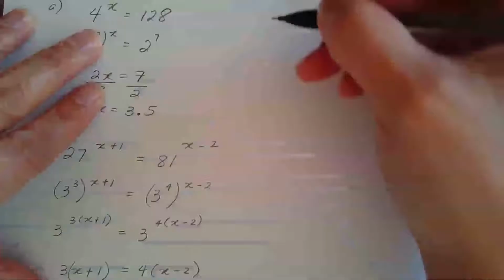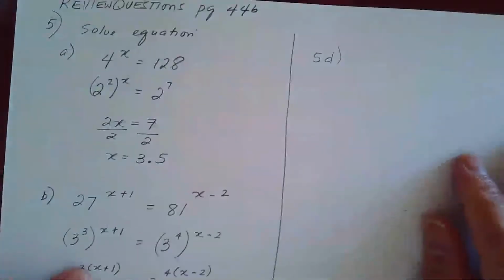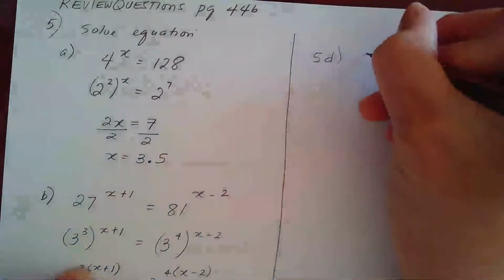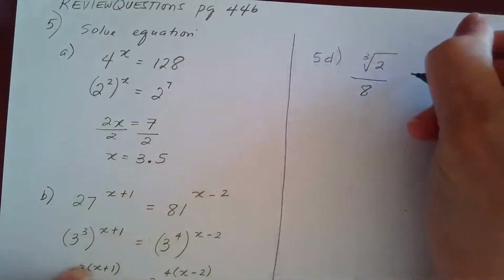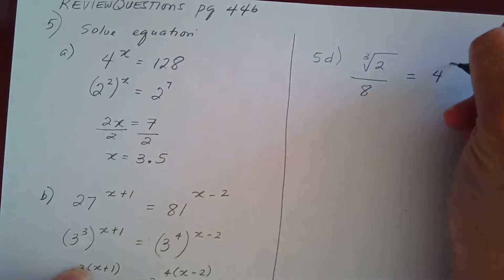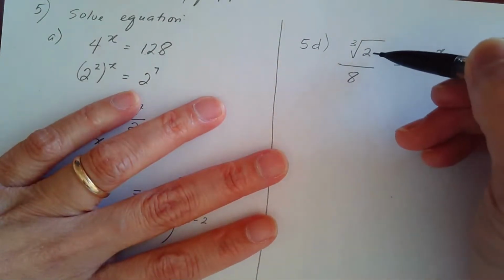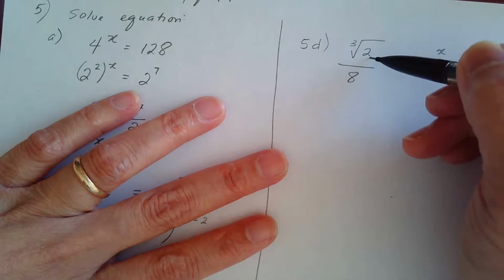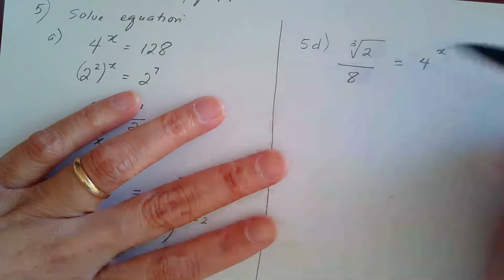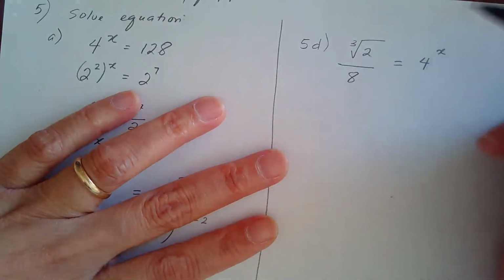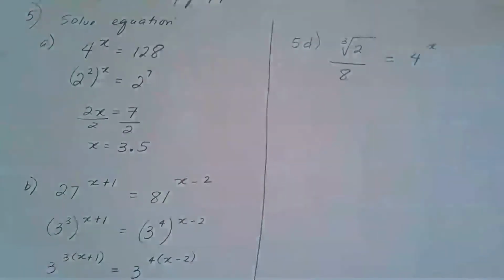I'll just go over here. This is going to be 5D. The cube root of 2 over 8 equals 4 to the x. Now I realize that this is the cube root of 2, so we can rewrite this from radical to exponential form. 8 could be written as a base of 2. 4 could also be written as a base of 2. So it looks like this exponential equation can be written everything as a base of 2.